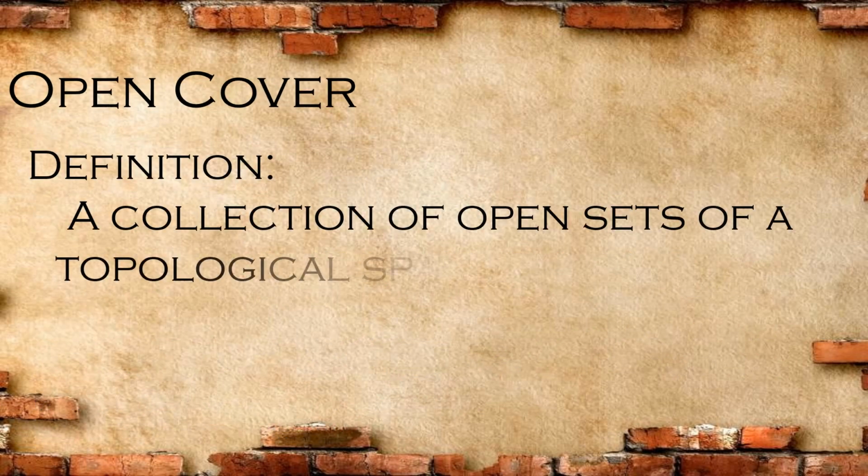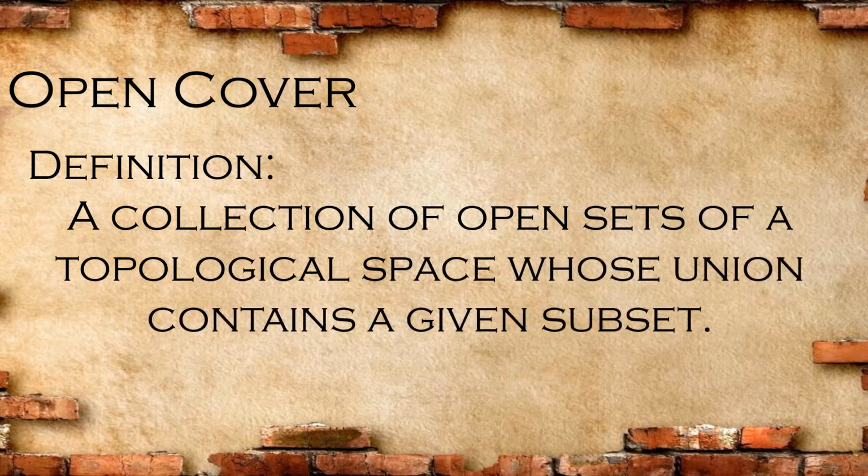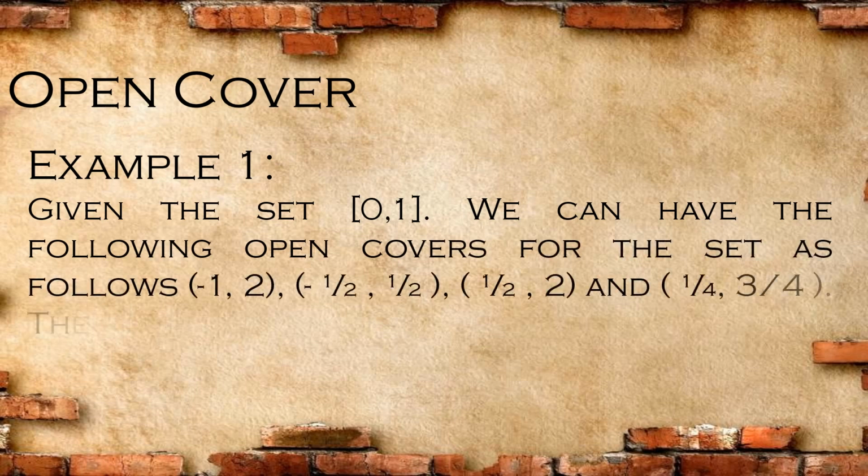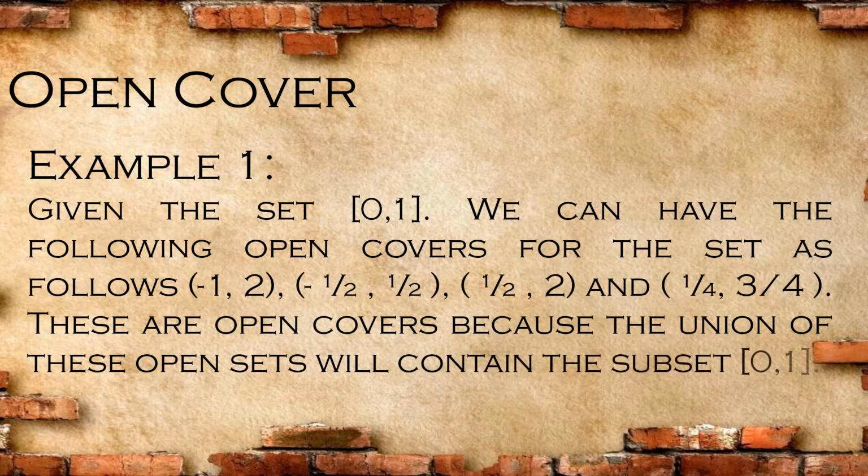We are now down to the third term, the open cover. A collection of open sets of a topological space whose union contains a given subset is called an open cover. To understand this further, we have our first example for open cover. Given the set closed 0, 1, we can have the following open covers for the set as follows. The open interval negative 1 to 2, the open interval negative 1/2 to 1/2, the open interval 1/2 to 2, and the open interval 1/4 to 3/4. These are open covers because the union of these open sets will contain the subset of our closed interval 0 to 1.